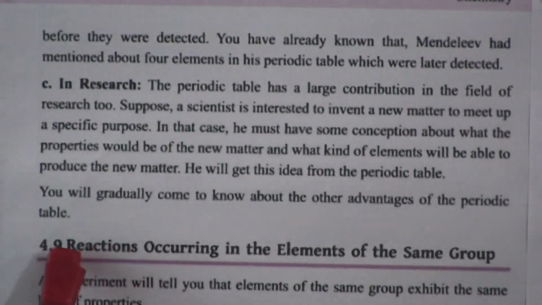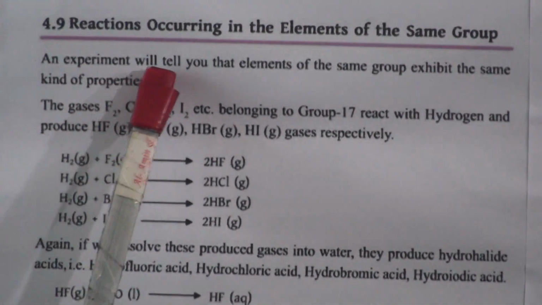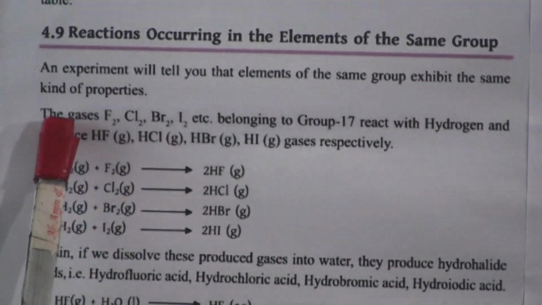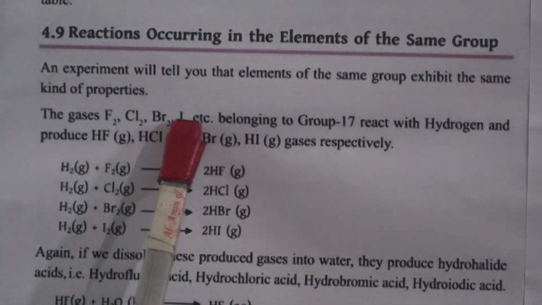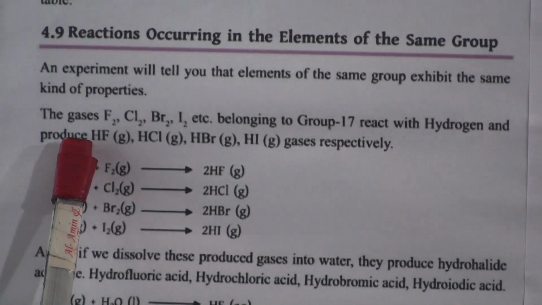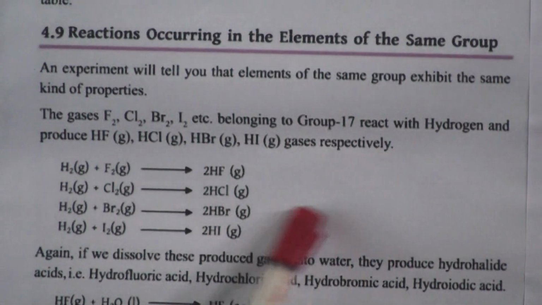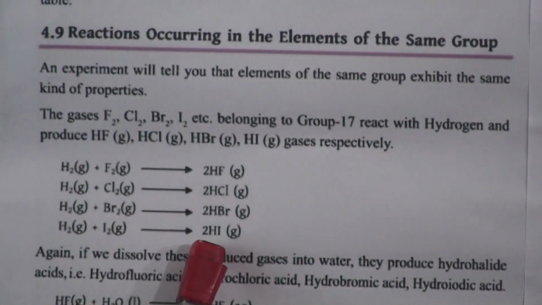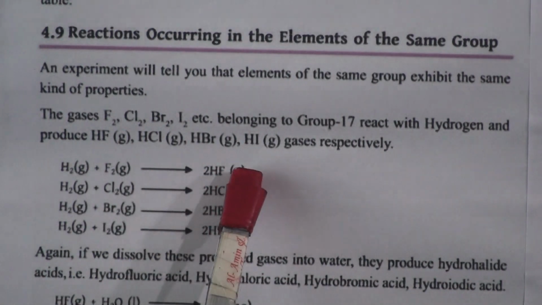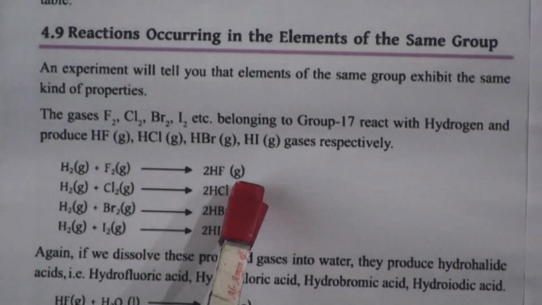Now come to the next lesson, reactions occurring in elements of the same group. An experiment will tell you that elements of the same group exhibit the same kinds of properties. The gases fluorine, chlorine, bromine, iodine, belonging to group 17, react with hydrogen and produce hydrogen fluoride, hydrogen chloride, hydrogen bromide, hydrogen iodide gases respectively. Now this is the chemical reaction. Hydrogen and fluorine react with each other and form hydrogen fluoride gas. Hydrogen and chlorine react with each other and form hydrogen chloride gas.